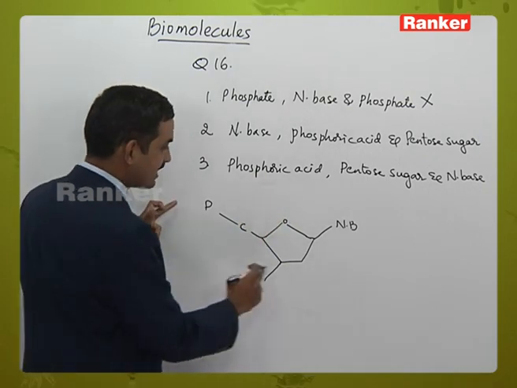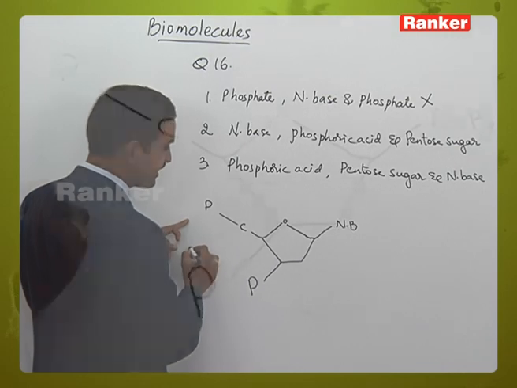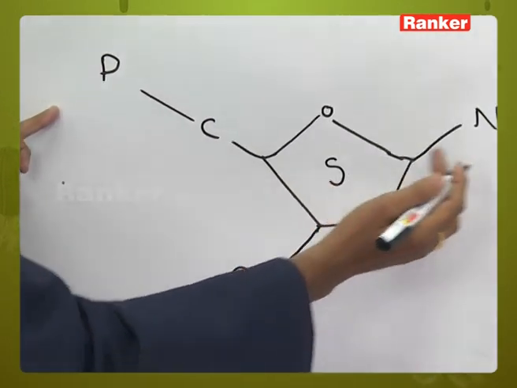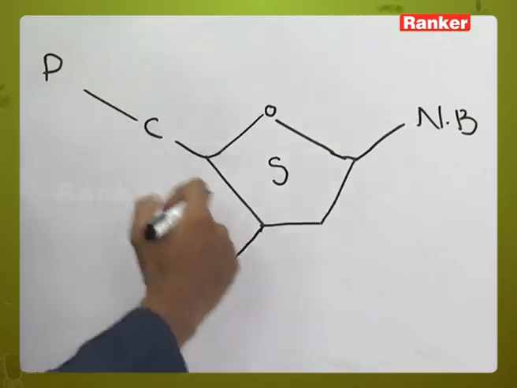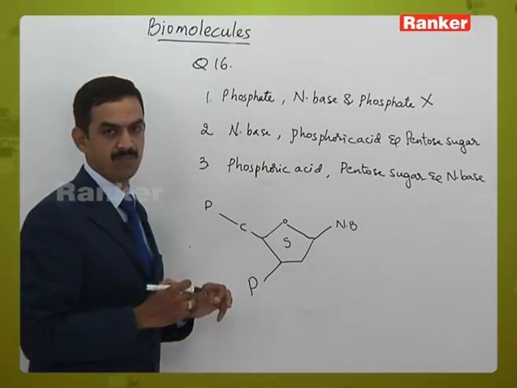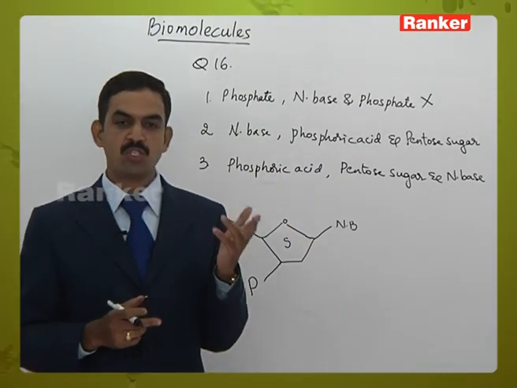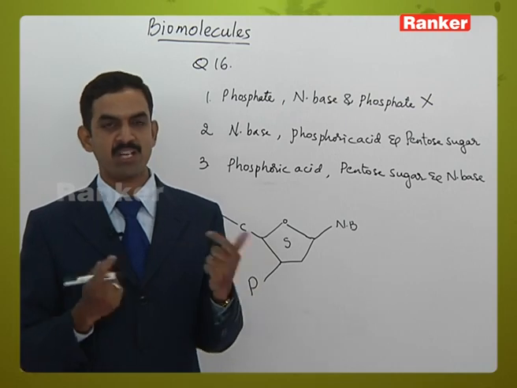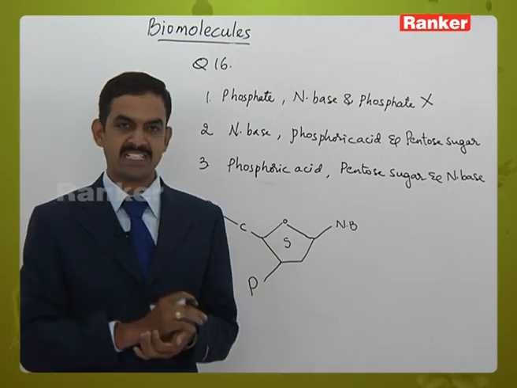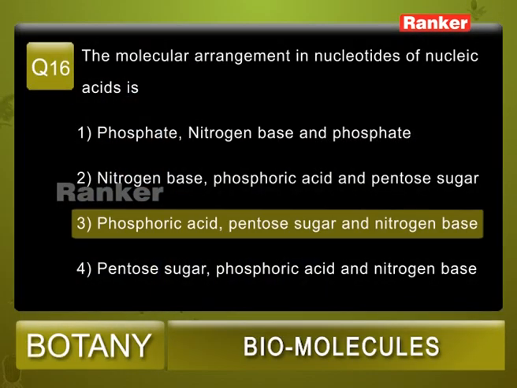If you see the organization, first the phosphoric acid is coming, the pentose sugar is coming, then the nitrogen base. So the sequence which is given here is correct. And the fourth option, pentose sugar, phosphoric acid and nitrogen base, that is also incorrect. So from the given options, question number 16, the correct answer is 3.